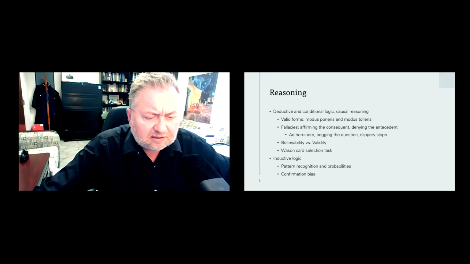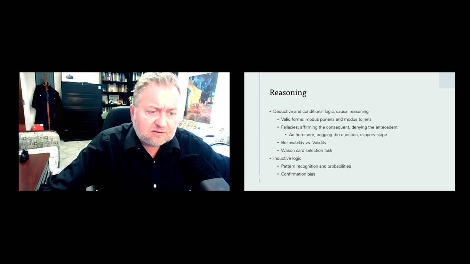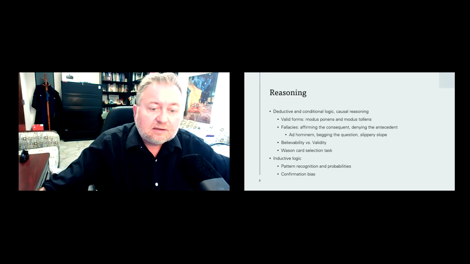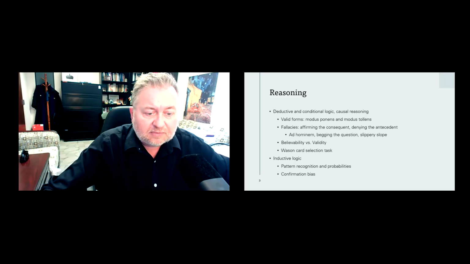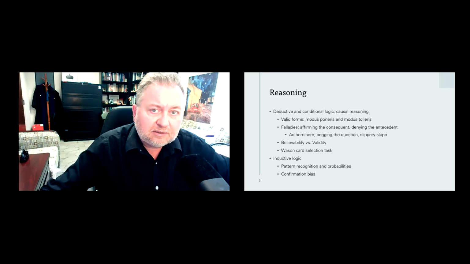We also saw here that in certain tasks that require people to use deductive logic to solve problems, oftentimes people's sensitivity to the validity of a deductive argument is less than optimal. So rather than keying in on modus ponens or modus tollens, sometimes people will commit either the affirming the consequent or denying the antecedent fallacy, because what happens here is that they might let the believability of an argument influence their judgment of validity.